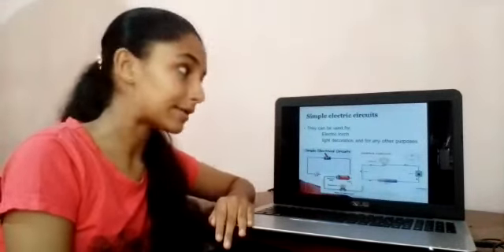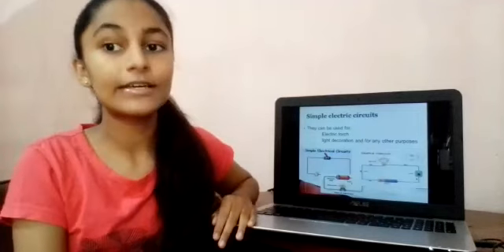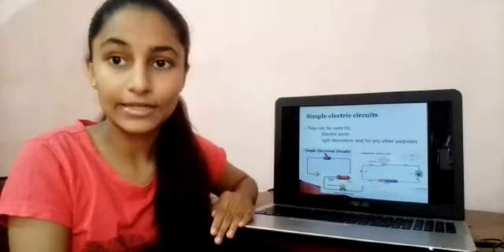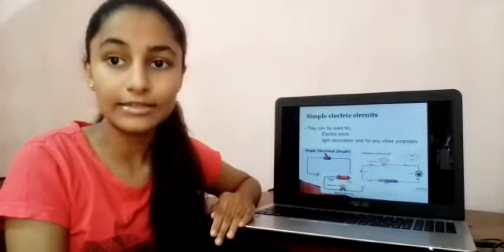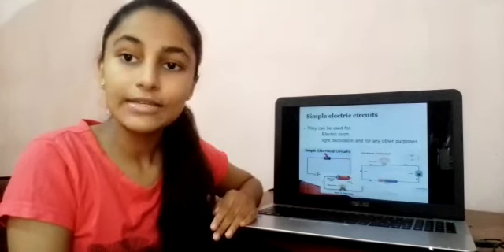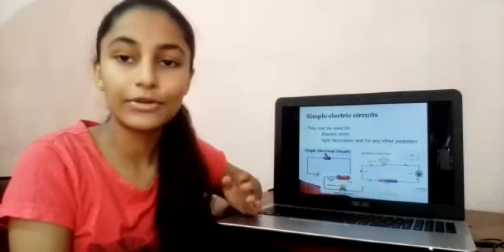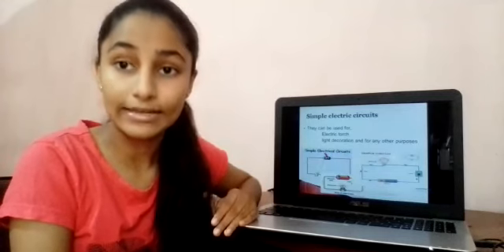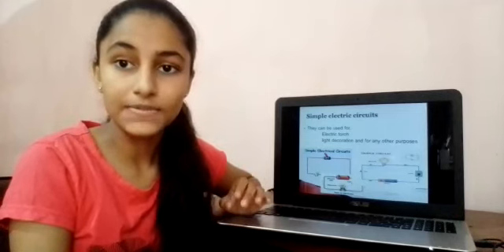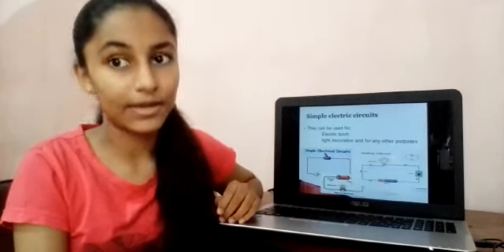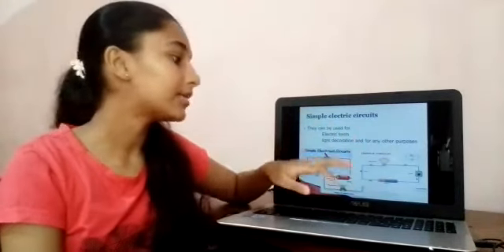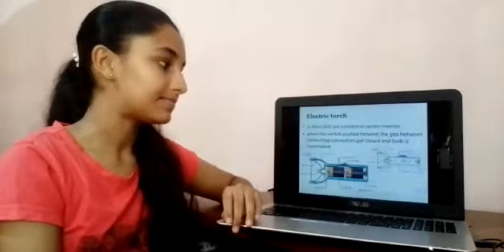Now I'm going to talk about simple electric circuits. Normally we use equipment made with simple electric circuits. I'm talking about electric torch and light decoration here. For the purpose of light decoration we use LED bulbs, wires and cells. Here the cells and bulbs can be arranged in parallel or series manner. Here you can see some diagrams of simple electric circuits.